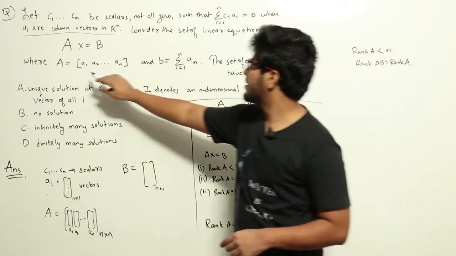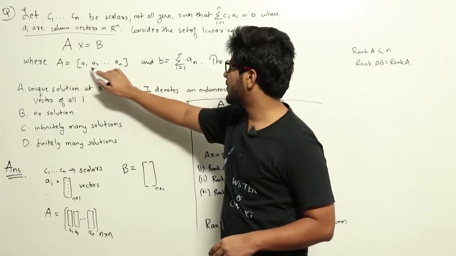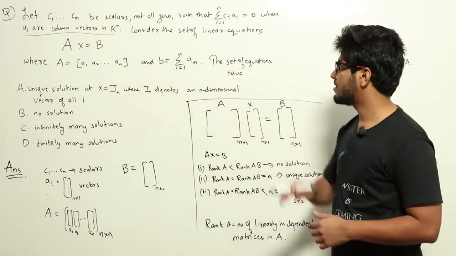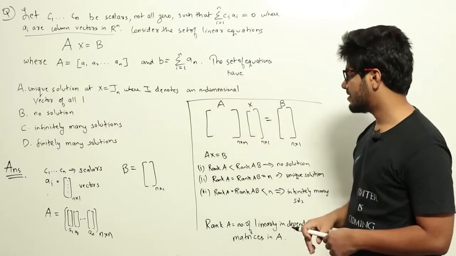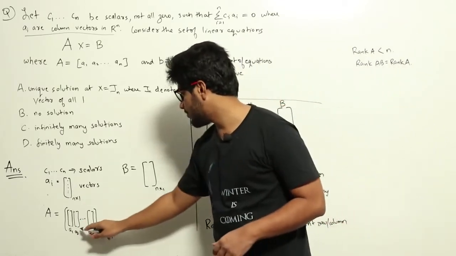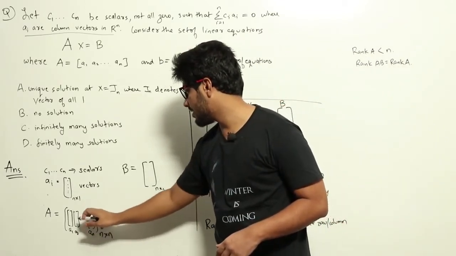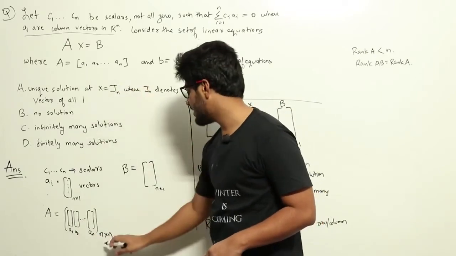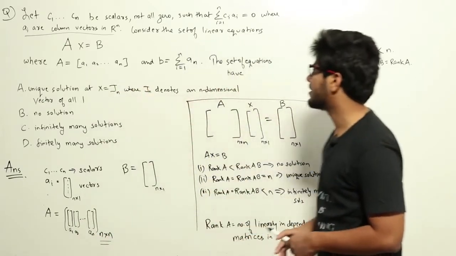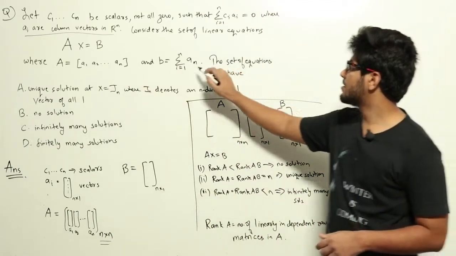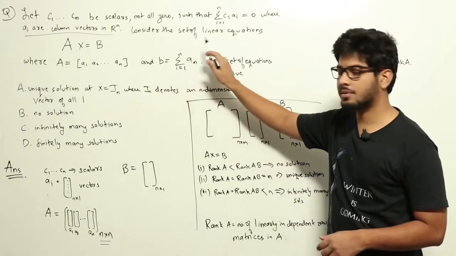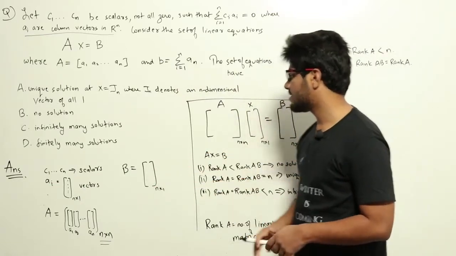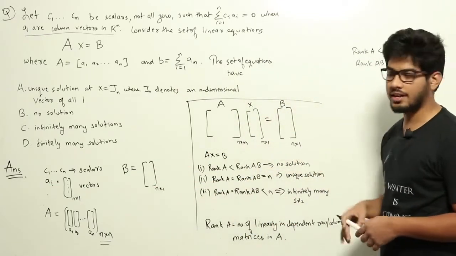And A is nothing but the combination of A1, A2, A3, etc. up to An. So A1, A2, etc. are column vectors. So we can write A1, A2 up to An. These are n by 1 vectors, and there are n vectors like that. So A is an n by n matrix here. And B is sigma i equals 1 to n Ai. So B is also just a column vector, just like the Ai's, which is the sum of all Ai's.